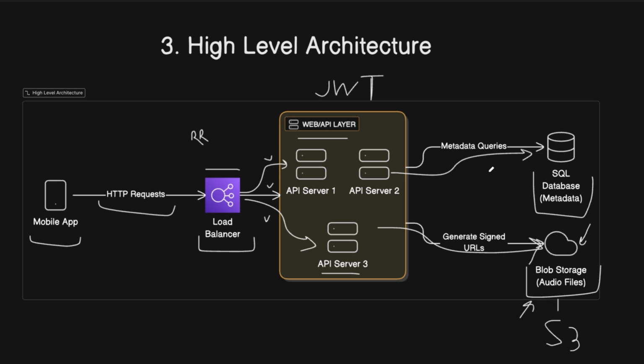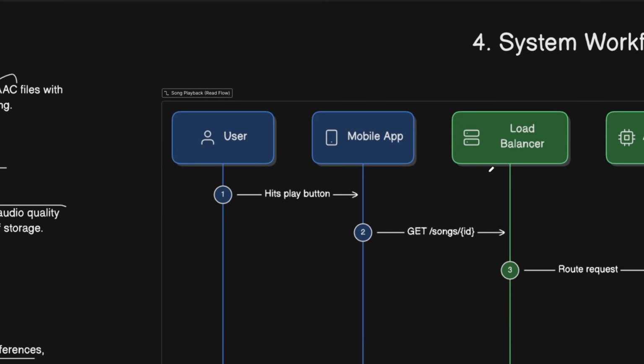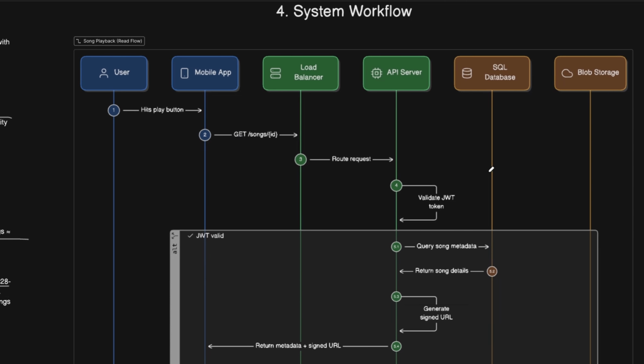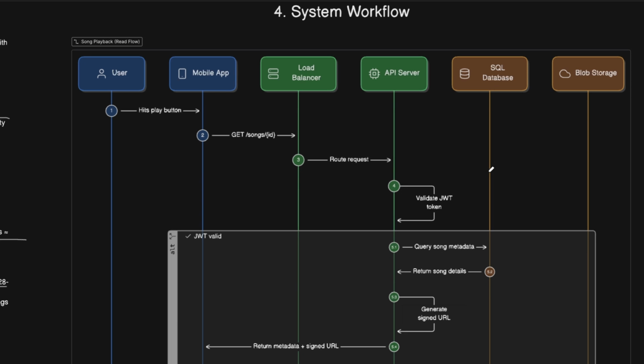With this high-level design, now we can think about the read and write workflows of the system. Let's start with the read workflow, which is users playing a song. The very first step is the user hits the play button and plays a song in the mobile app. This will make a request like GET to songs/ID. This is also something we need to design in the API design very soon in the next step. Then it will hit the load balancer, which will route the request to the API server. The API server, as a first step, will validate whether the user is authenticated with the JWT token.